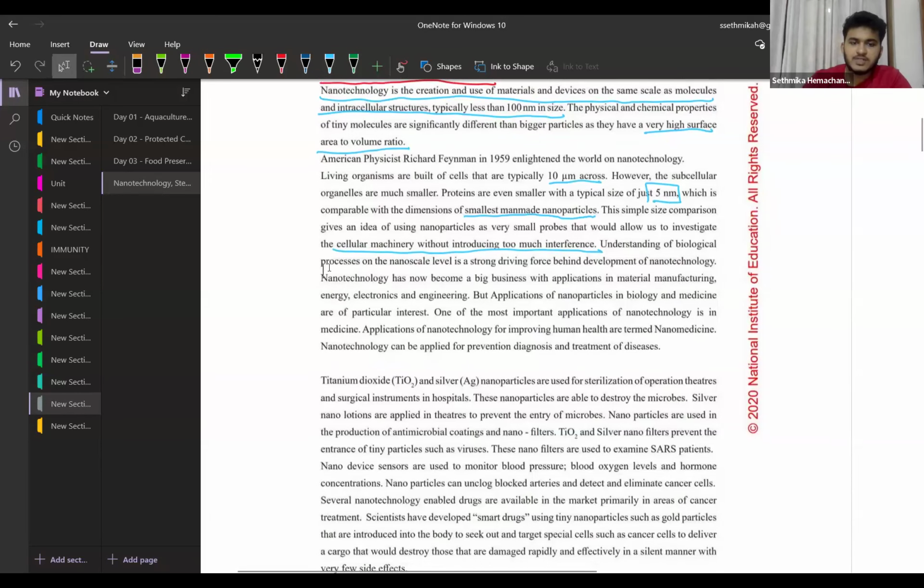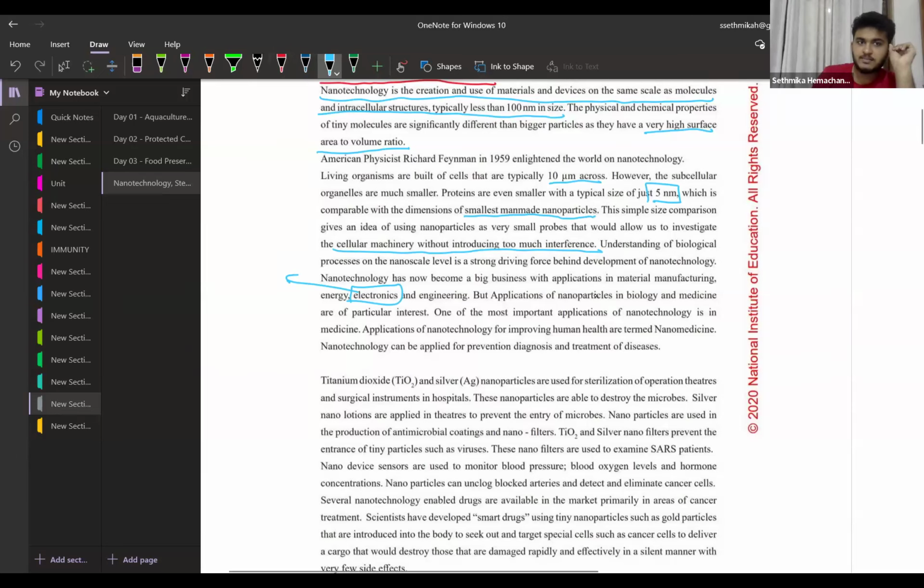So understanding of biological processes on the nanoscale level is a strong driving force behind the development of nanotechnology. Nanotechnology has now become a big business with applications in material manufacturing, energy, electronics, engineering. Basically, in electronics using nanotechnology, many small miniature circuits have been built, right? Okay, so there are so many uses of this. But applications of nanoparticles in biology and medicine are of particular interest. One of the most important applications in nanotechnology is in medicine. Applications of nanotechnology for improving human health is termed nanomedicine.